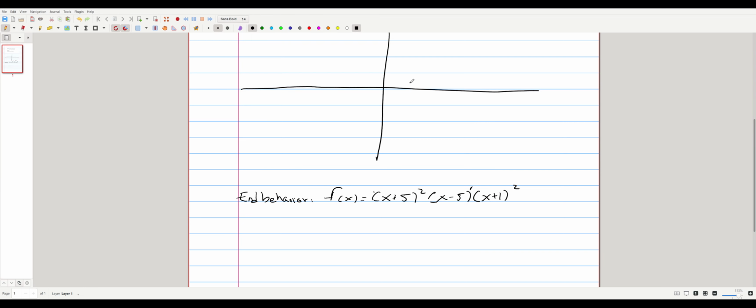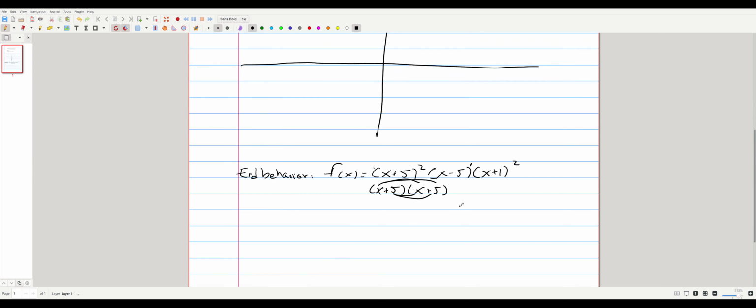And so, well, if we expand this, we have x plus 5 times x plus 5. Doing the rainbow method, the FOIL method, expansion, whatever you want to call it, you're going to get x squared plus 10x plus 25. Okay, I'm just going to bring down the x minus 5 here. (x plus 1) squared is going to give us x squared plus 2x plus 1.